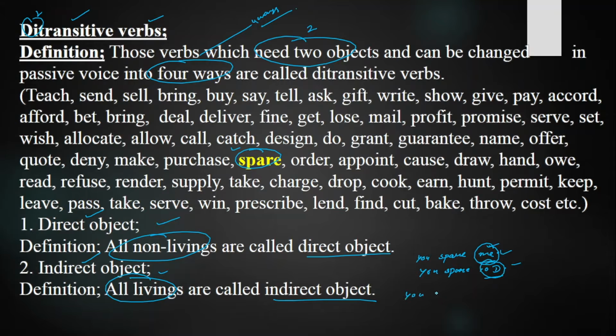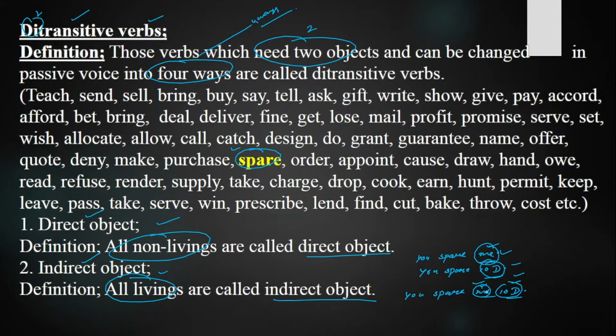You will say, you spare me $10. That is what you have given to me, and then you do not ask for it the next time. Now, you spare me what? $10. You spare $10 to whom? To me. So for that, both objects are necessary.